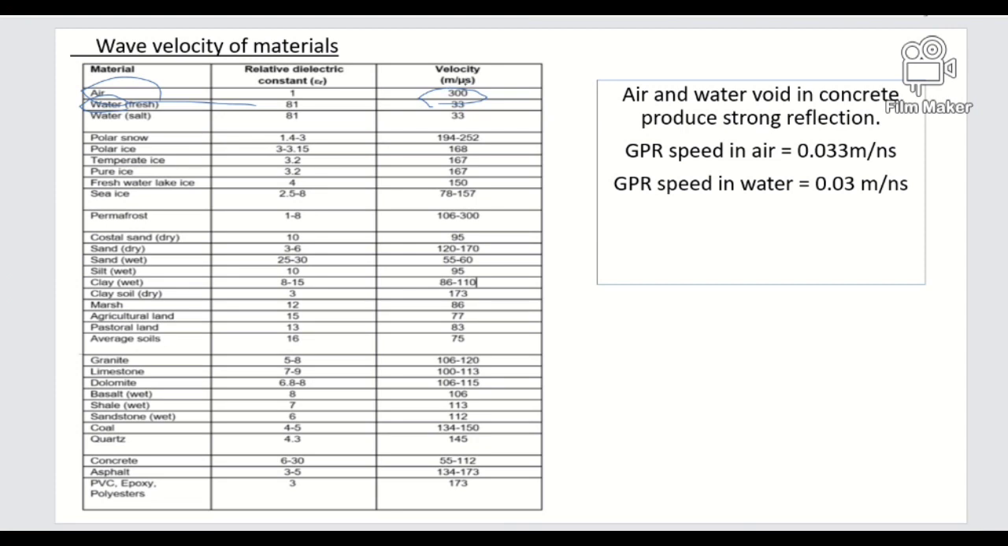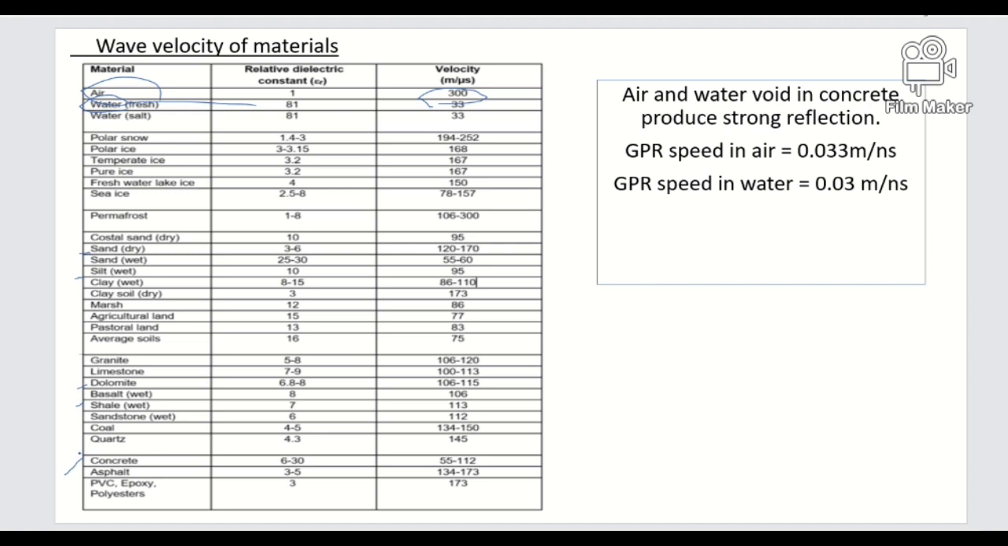So for different types of material, like sand, clay, or any rock in the underground or subsurface, it can also be detected through the transmitter, with the transmitted wave reflecting from this material to the receiver antenna.